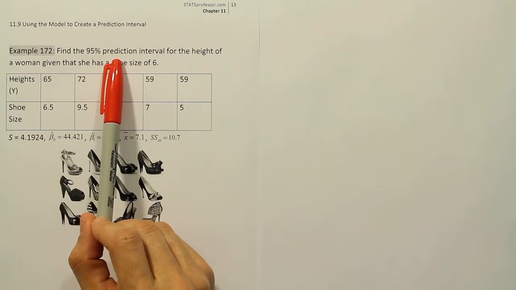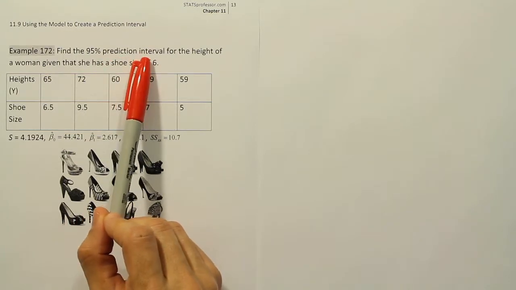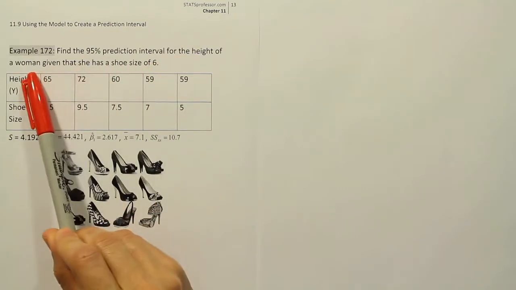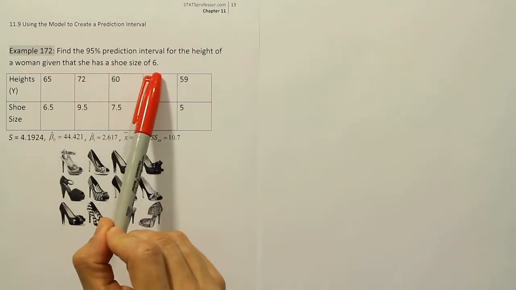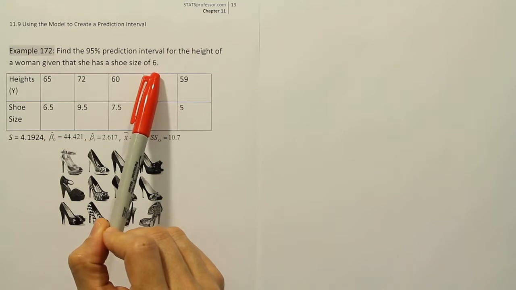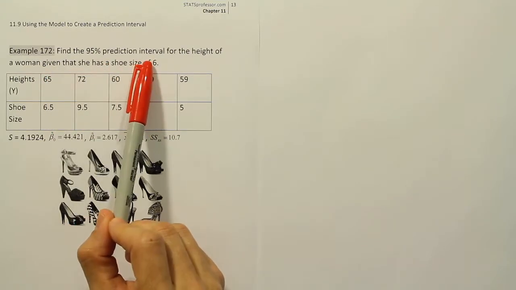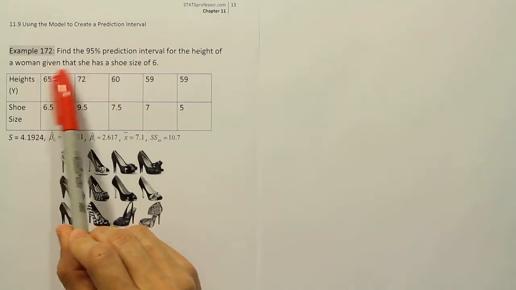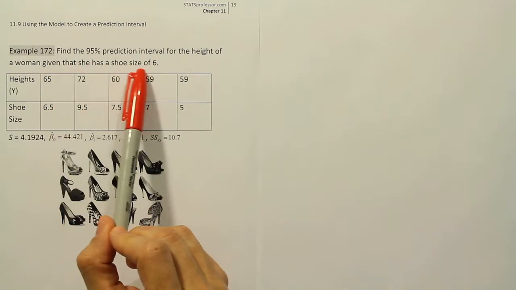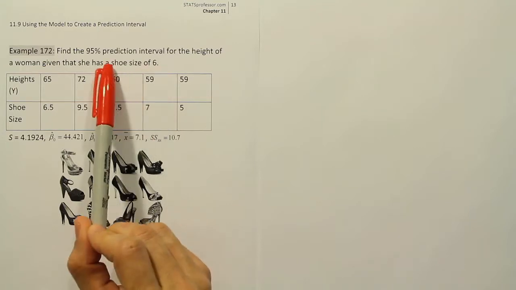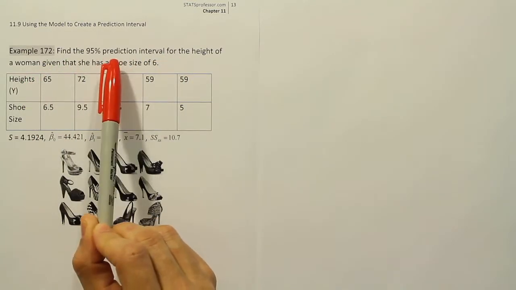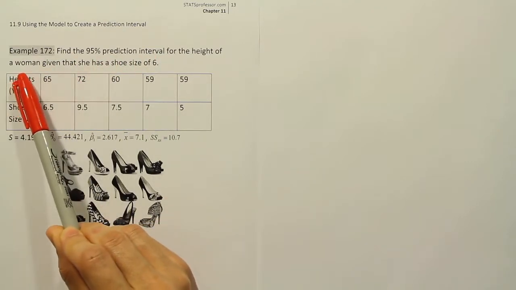They're actually pretty similar, but the difference is that prediction intervals are designed to predict literally, in this case, the height of a specific woman given that she wears a shoe size of 6. That's much different than the confidence interval, which we did before, which talked about the average height of women who wear size 6 shoes. So a confidence interval would talk about the average height of women who wear size 6 shoes, while the prediction interval talks about the height of a specific woman.